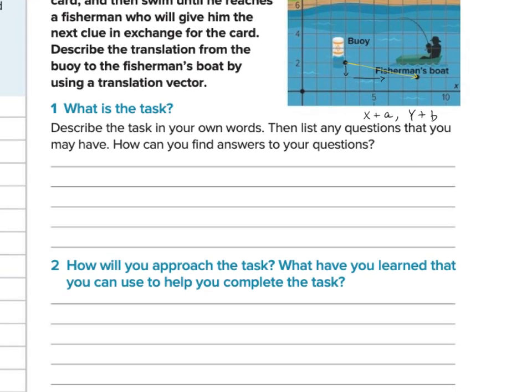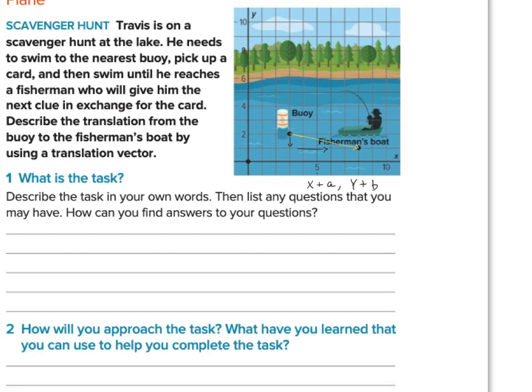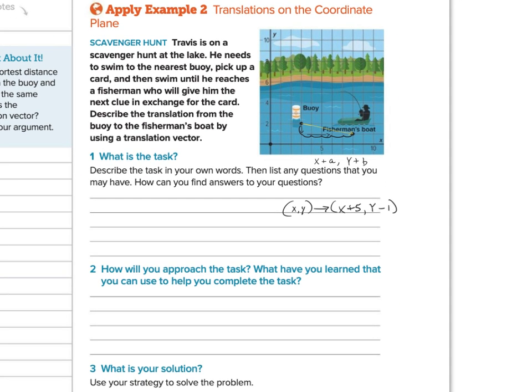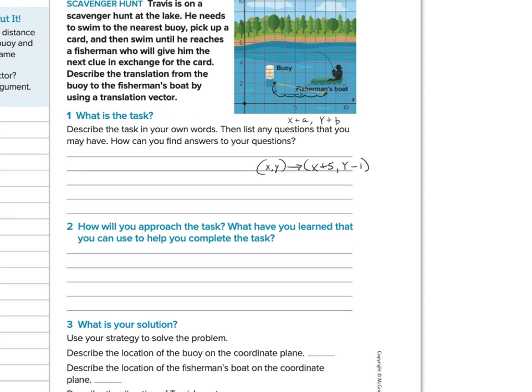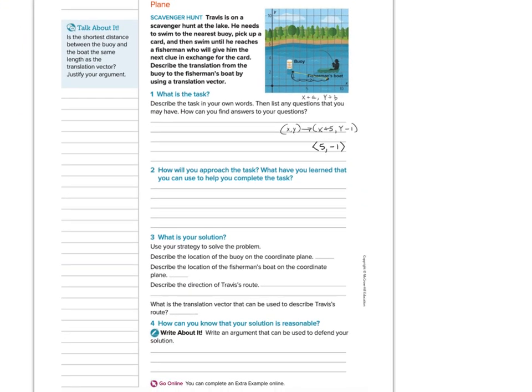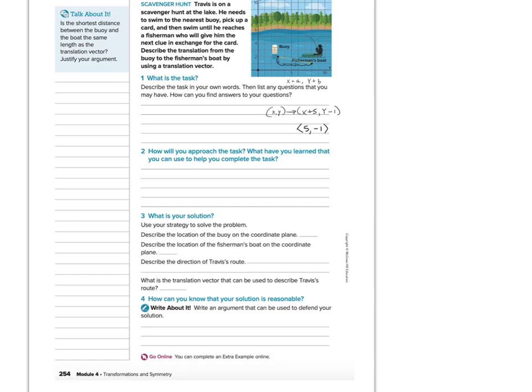And then how can you approach the task? What have you learned? I would say that from the buoy, if my x and my y is mapped to x, I increased 1, 2, 3, 4, 5, x plus 5, and then y minus 1 because I went down 1. So that would be my mapping, and then it could be written in vector form. It would be 5, negative 1 in vector form. And there you go. That's looking at some of those things that we could identify.